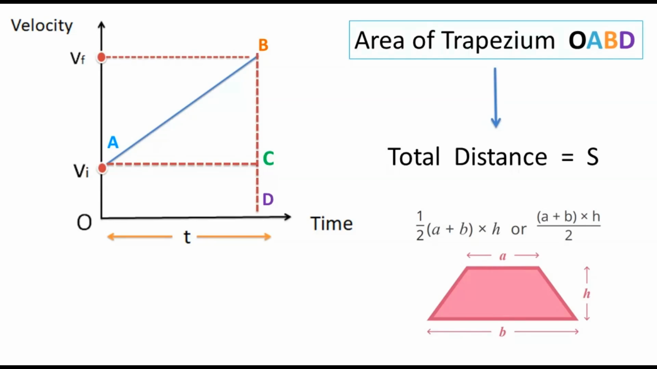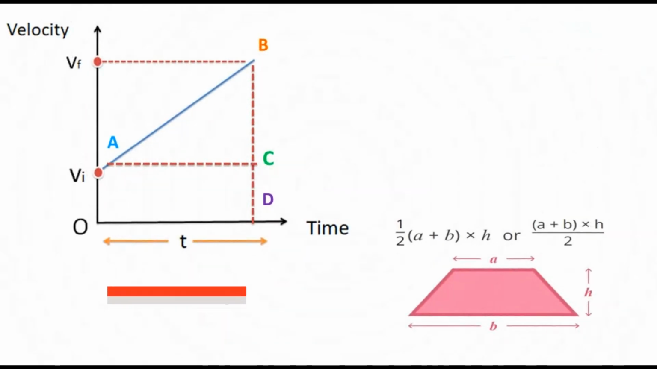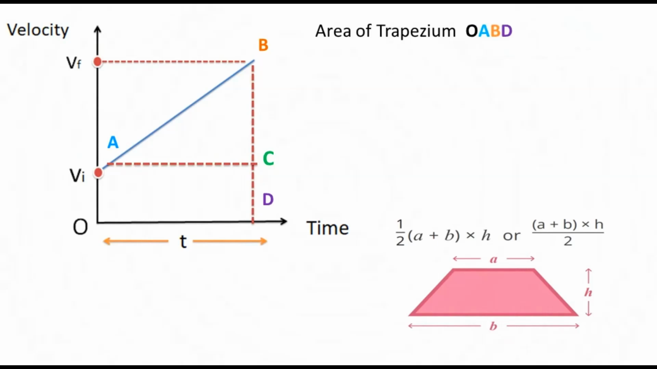As we have already studied before, the area of a velocity time graph gives us the distance. So by finding the area of this trapezium, it will give us the distance of the body. So let's put the formula to find the area of this velocity time graph. In order to find the area of this graph, we will apply the same formula which is used to find the area of the trapezium, and this area of the trapezium will give us the total distance which is covered by the body.